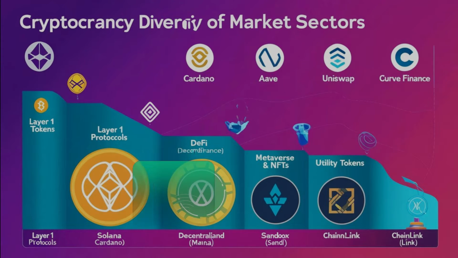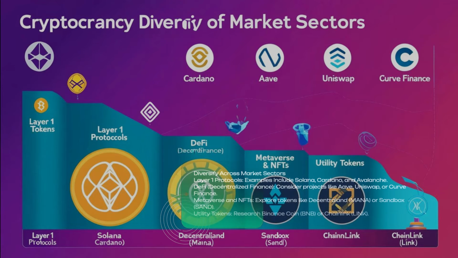Diversify across market sectors. Layer 1 protocols. Examples include Solana, Cardano, and Avalanche. DeFi, decentralized finance. Consider projects like Aave, Uniswap, or Curve Finance. Metaverse and NFTs. Explore tokens like Decentraland, MANA, or Sandbox, SAND. Utility tokens. Research Binance Coin, BNB, or Chainlink, LINK.